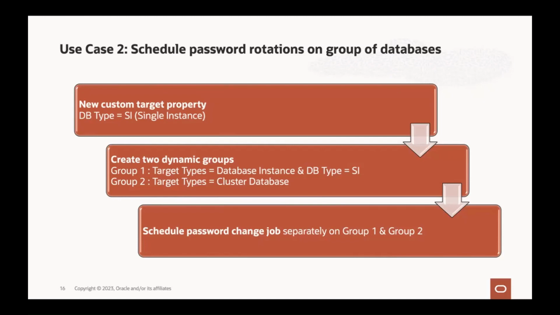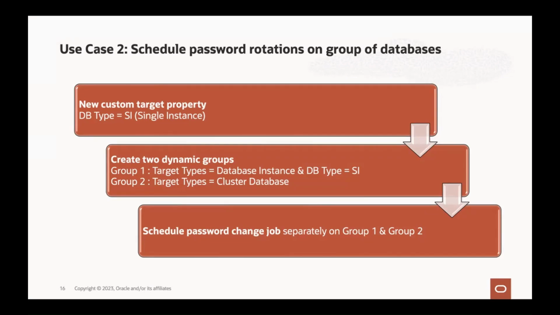First, add a new DB target property, DB type, to signify single instance database. Set the value of this property only for single instance databases. Create two dynamic groups. Group 1, single instance databases, using membership criteria target types as database instance and the newly created DB target property DB type. Group 2, create a group for cluster databases using membership criteria target types as cluster database.